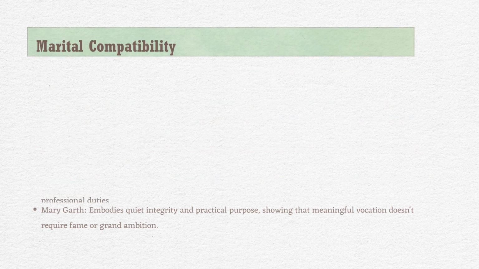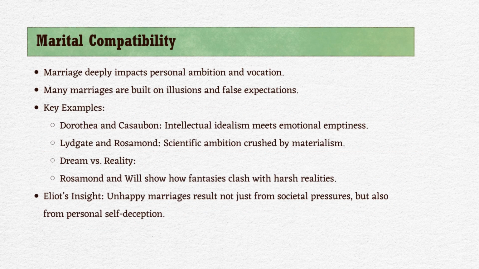Let's now move on to the next theme of marital compatibility. In Middlemarch, marriage isn't portrayed as simply a romantic union. Eliot shows that marriage often impacts a person's vocation or life's purpose. A bad marriage can derail ambition, stifle growth, and create deep personal dissatisfaction. Look at Dorothea and Casaubon.